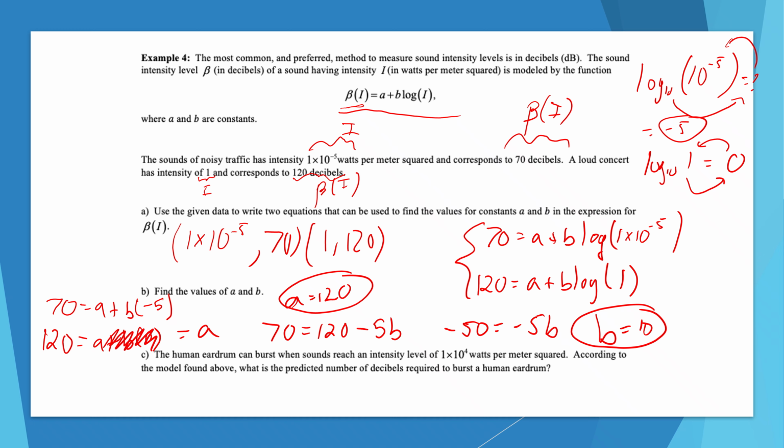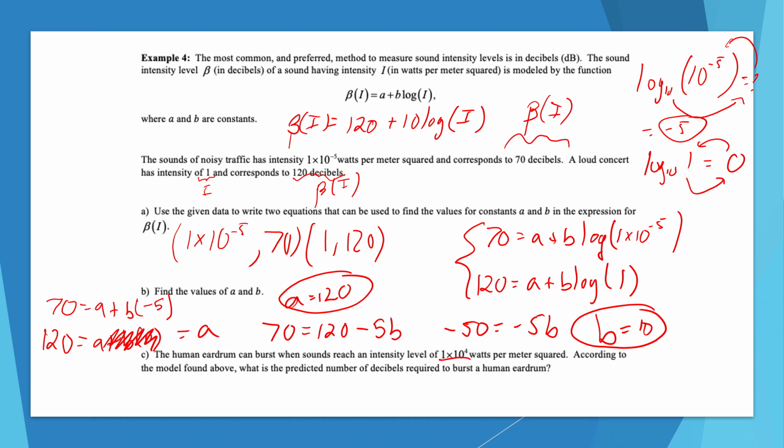Our equation then is, let me write it up top right here. This is going to be the decibels is equal to A, which is 120, plus B, which is plus 10 log I. Now the human eardrum can burst when it reaches an intensity level of 1 times 10 to the 4th watts per meter squared. According to the model above, what is the predicted number of decibels that can burst that eardrum? And so here we just want to figure out what the decibels are when this is our intensity level.